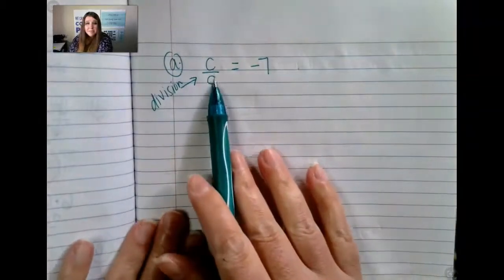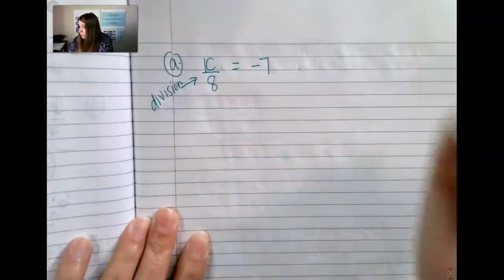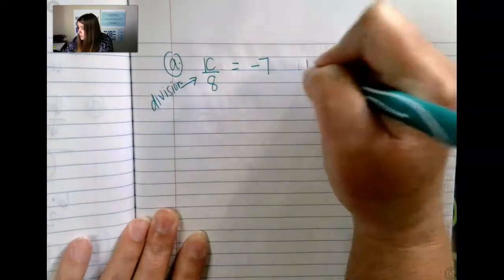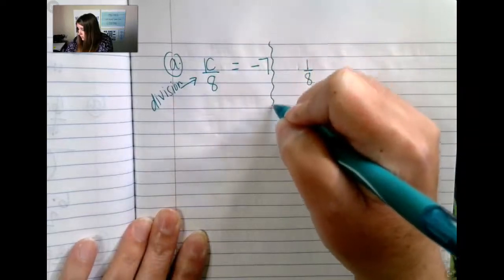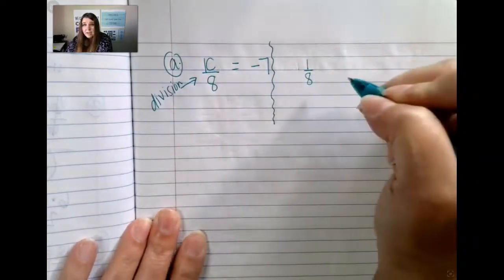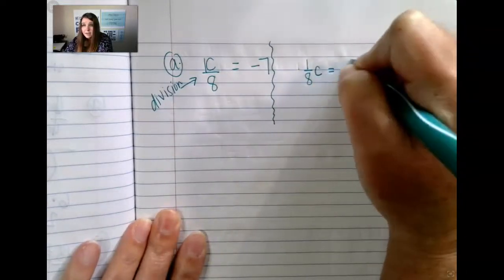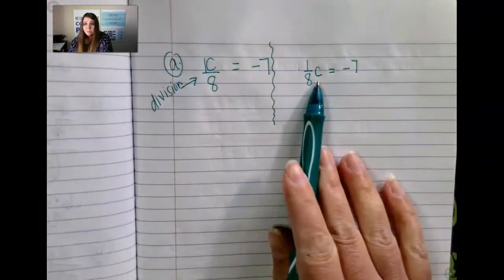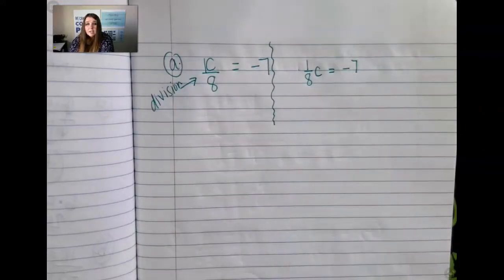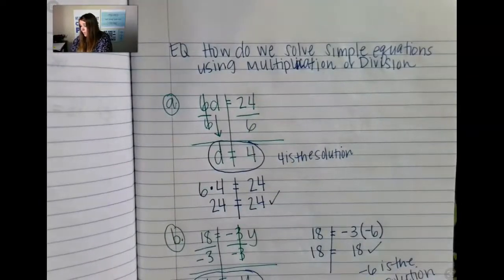This is the same thing as saying one letter C over 8. So we are going to rewrite this problem so that it's 1 over 8 C equals -7. Oh my gosh, now look at that. You have a multiplication problem. To undo multiplication, we use division, just like we did on this page here.